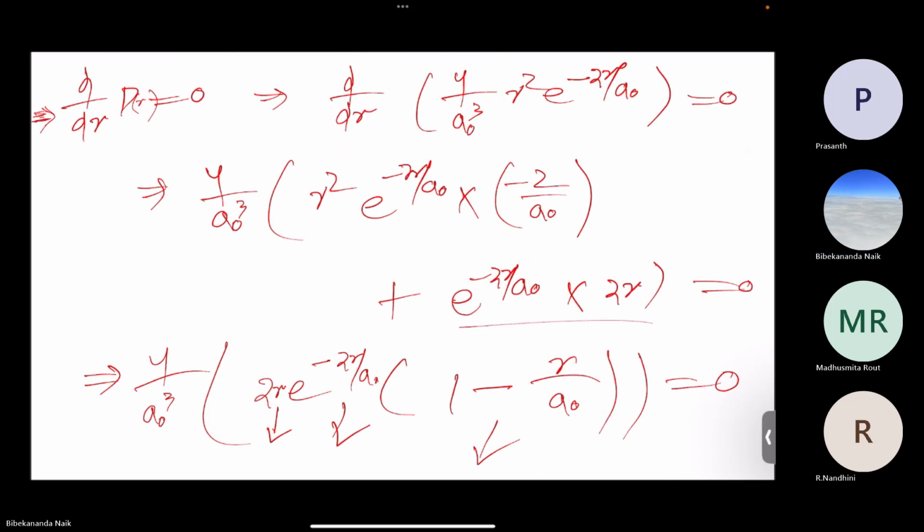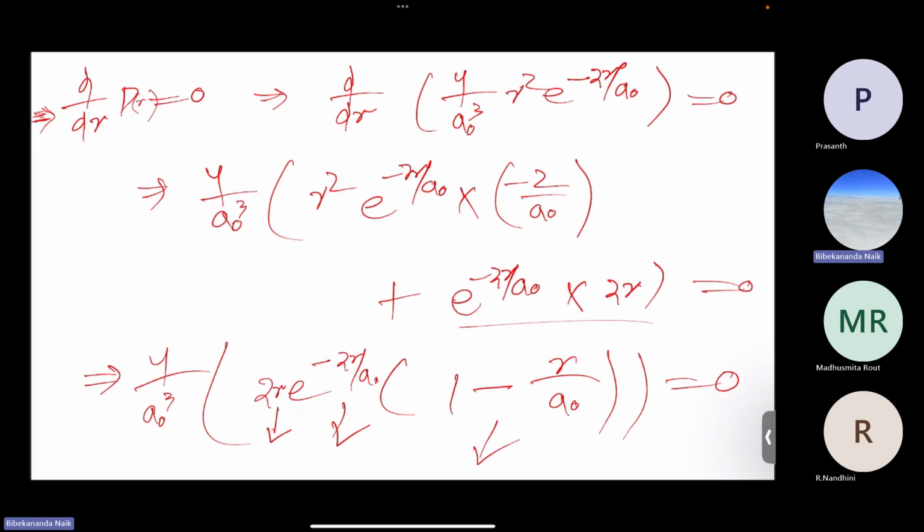r equal to 0 is not an acceptable option because r equal to 0 means nucleus. We know the nucleus is at the center of the atom, and since the electron can't be inside the nucleus, r equal to 0 is not a correct option. Similarly, r equal to infinite is also not a correct option because at r equal to infinite, the wave function becomes 0. Since the particle is characterized by the wave function, where the wave function is 0, the particle cannot be present. So the option r equal to infinite is also not acceptable.